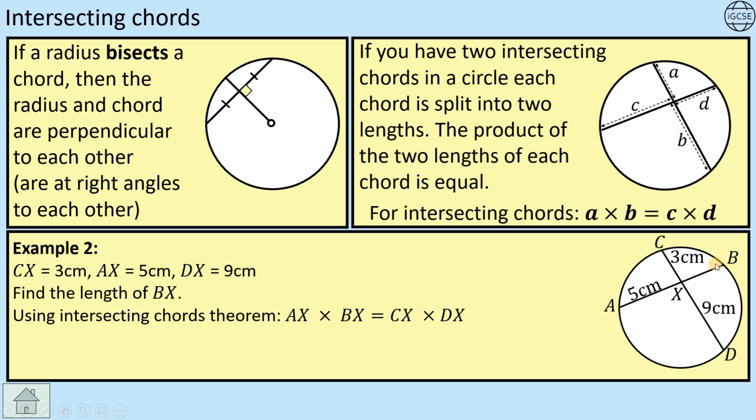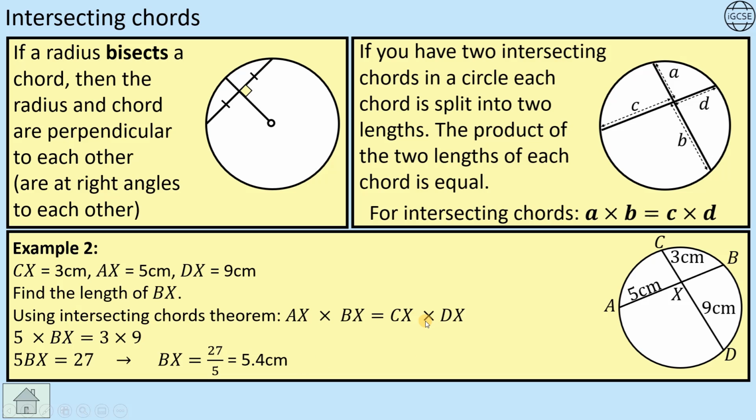All right, and that's really what we're going to write down here. You can see we've done it with the notation ax times bx is equal to cx times dx. So we write that out. We say 5 times bx, that's our unknown, is equal to 3 times 9. So therefore 5bx is equal to 27. And then a bit of division, 27 divided by the 5 here is going to give us bx, which is going to give us 5.4 centimetres for that particular question. Okay, so that's the rule for that particular one.